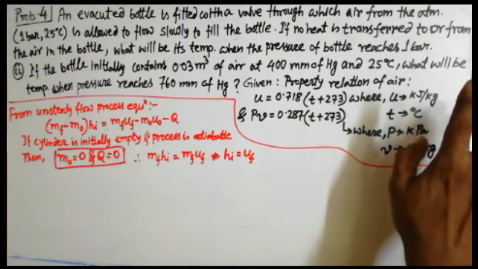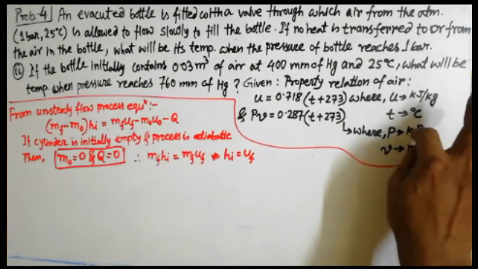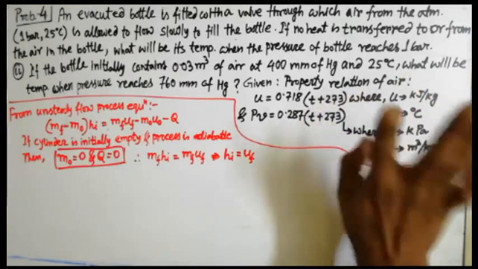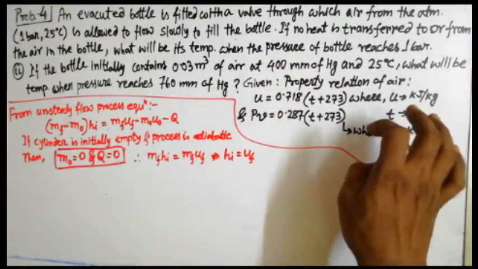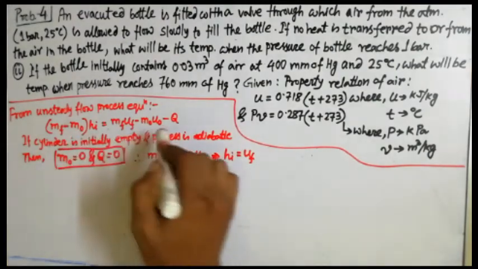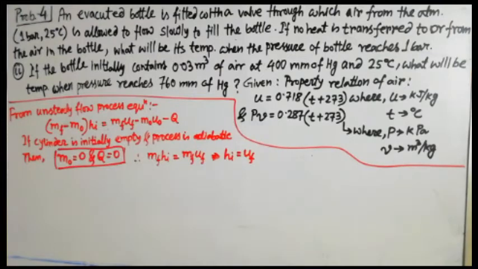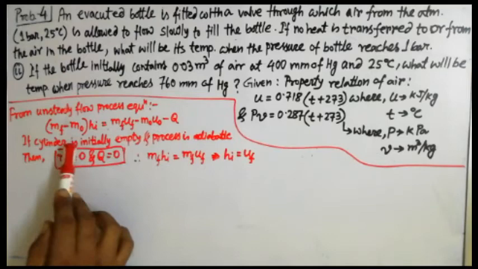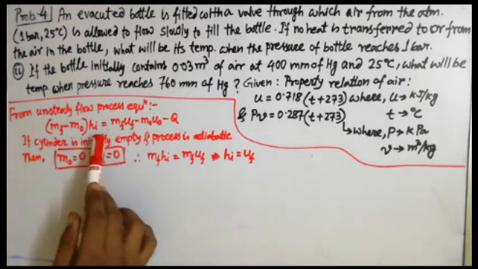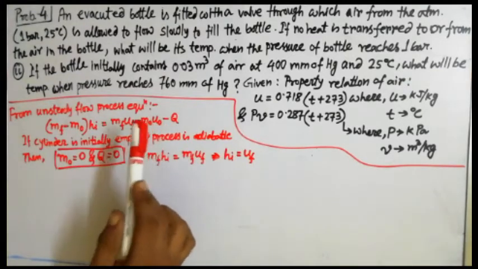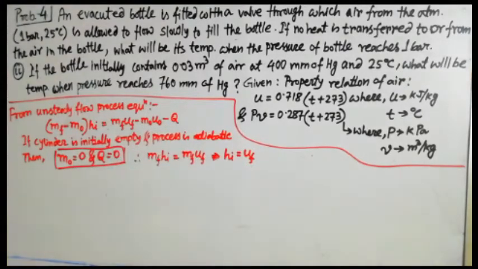Okay, these two relations are given as property relations of air. You can find the internal energy at any temperature, and the flow work at any temperature can be found for air, using these two relations. It is attached to the problem. Now from the unsteady flow process equation, we know this equation, we have derived this equation for charging of a cylinder. Okay, mf is the mass at the final point, m0 is the initial mass, hi is the specific enthalpy at inlet, uf is the final internal energy, u0 is the initial internal energy, and minus q is there.